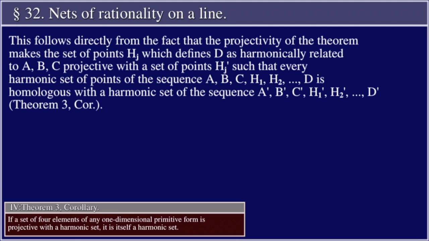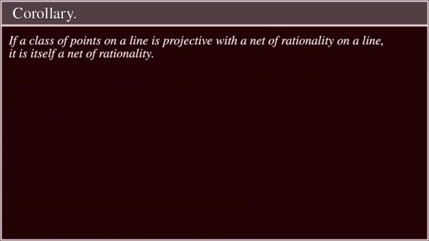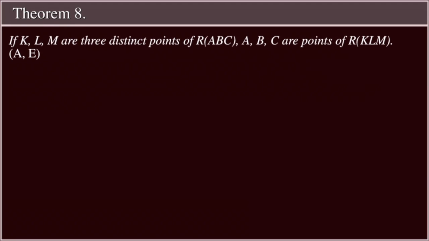Theorem 3, Corollary. Corollary: if a class of points on a line is projective with a net of rationality on a line, it is itself a net of rationality. Theorem 8. If K, L, M are three distinct points of the net of rationality of ABC, then ABC are points of the net of rationality of KLM.